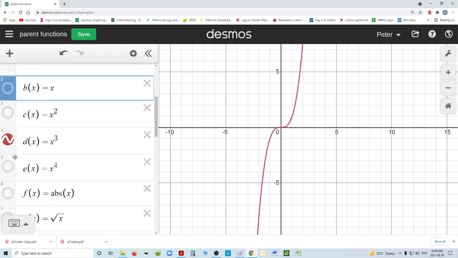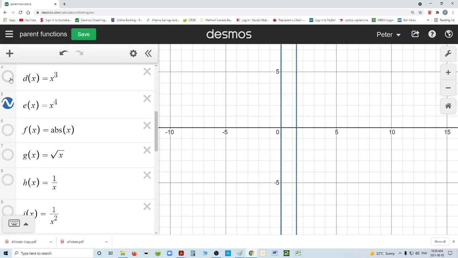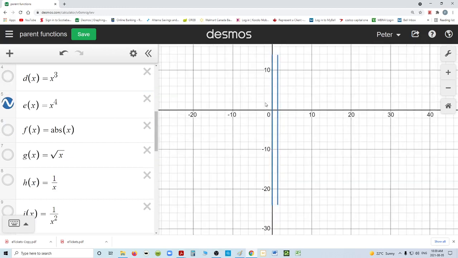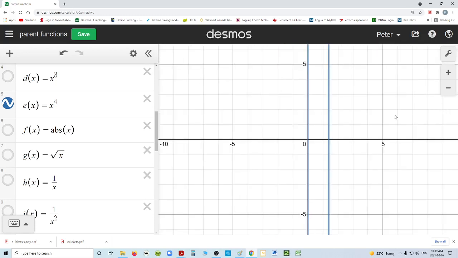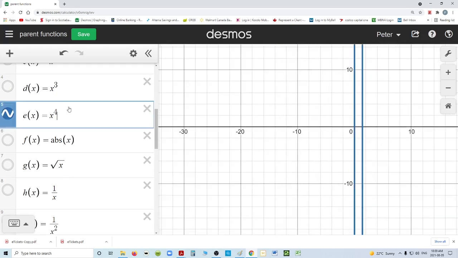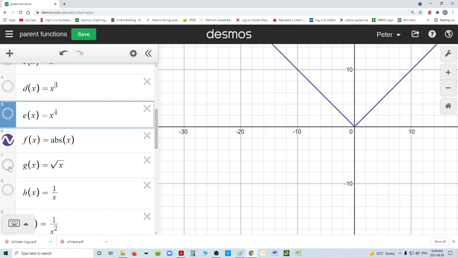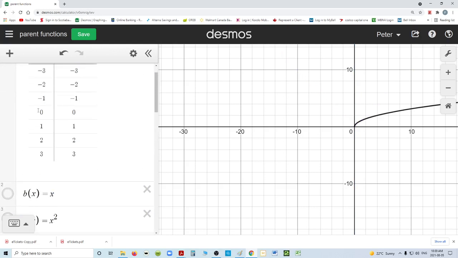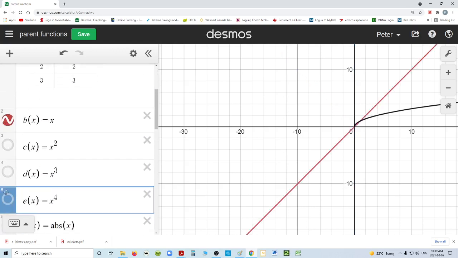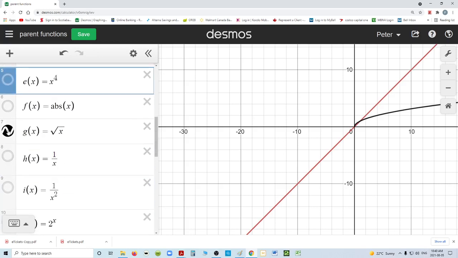Parabola, the cubic, the quartic, which we probably have to zoom out to see, but let's see if I can get it like that. Yeah, you can't quite see the quartic very well. The absolute value graph, etc. And a good strategy, especially for learning how to graph these, is to learn their domain and range. I'll just turn off that one.